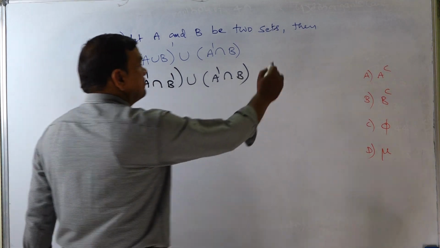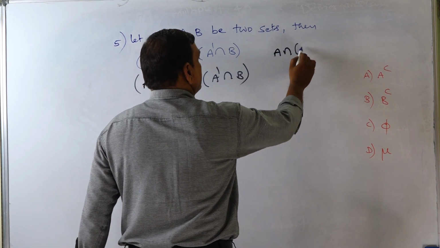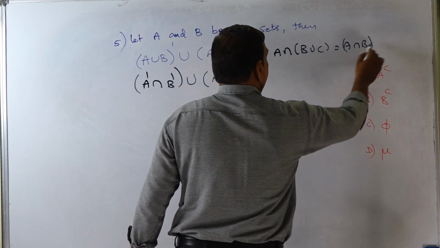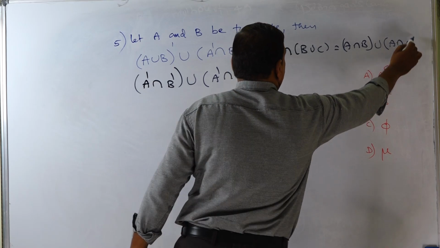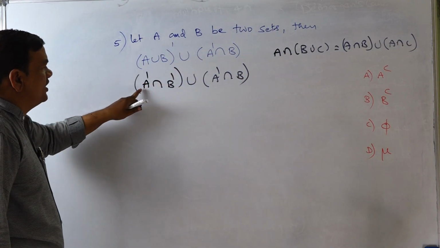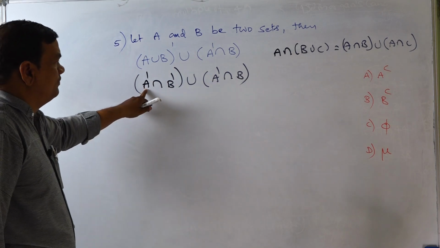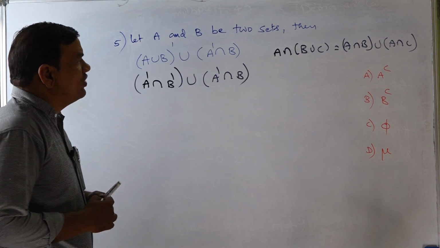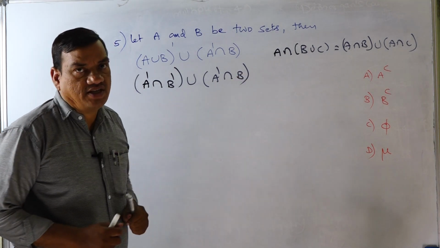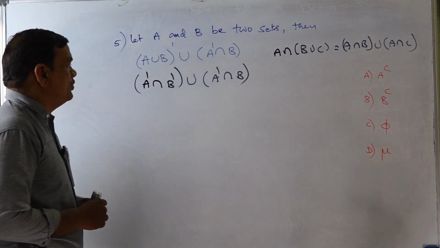What is the distributive law? For example, A intersection (B union C) is equal to (A intersection B) union (A intersection C). One formula is there. Is there any distributive formula we can apply here? No, it cannot. Why? Because here B complement is there, here B is there. You cannot apply the distributive formula.